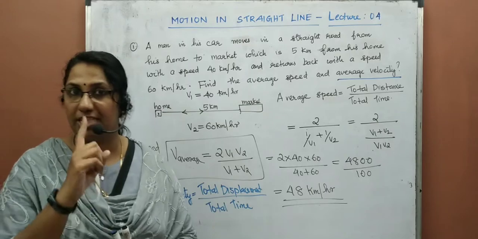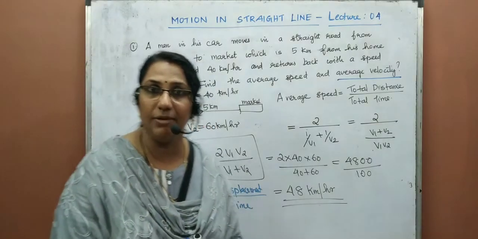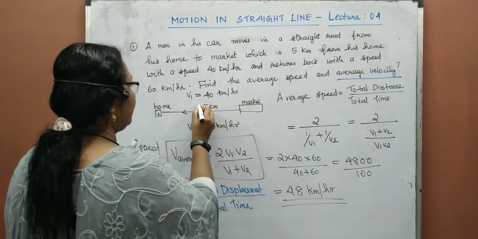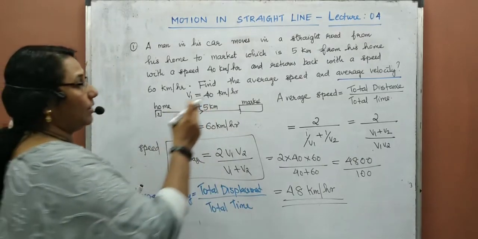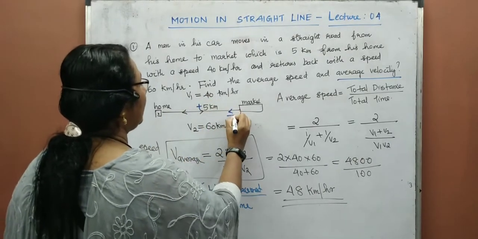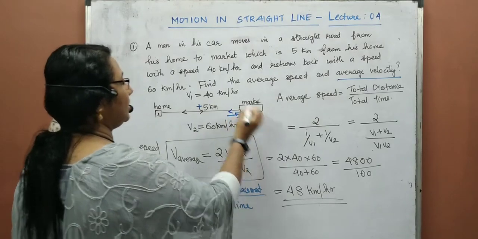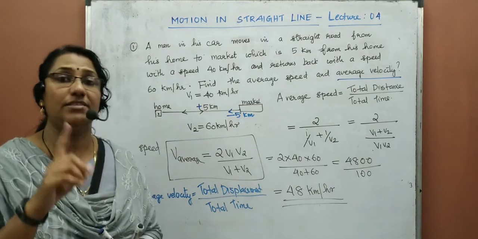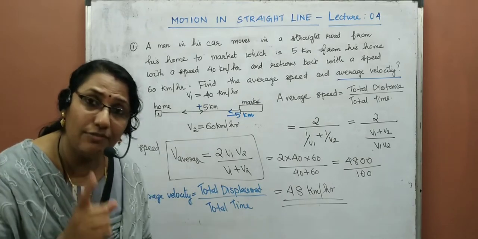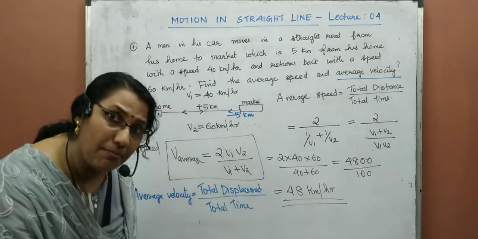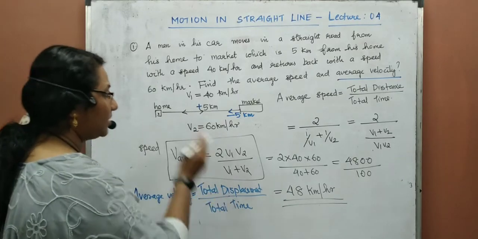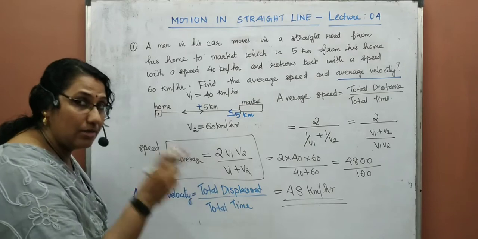No, displacement is a vector quantity. From home to market, if it is plus 5 kilometers, from market to home it becomes minus 5 kilometers. It is a vector quantity. So what is the net displacement from home to market and back from market to home? The net displacement becomes plus 5 minus 5, which is 0.